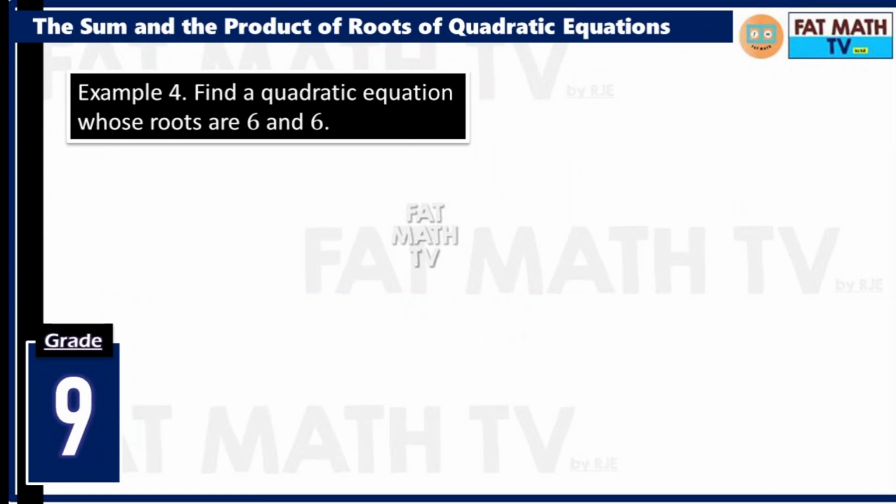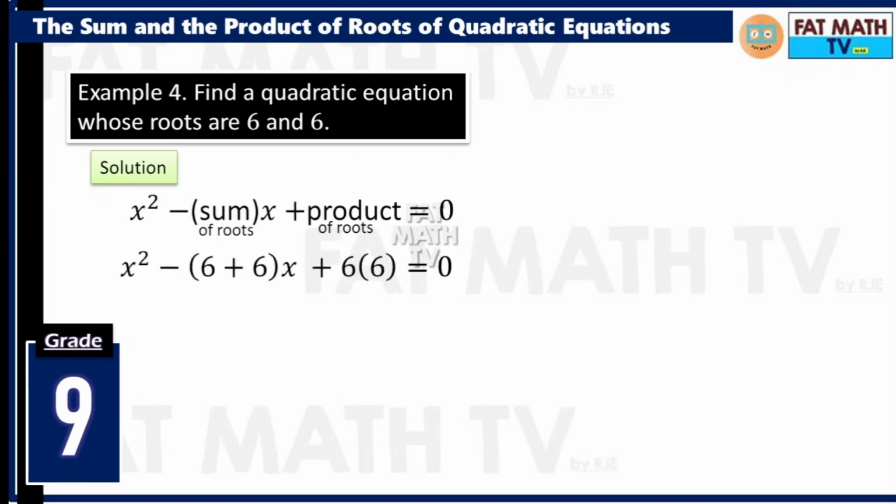Number 4. Find a quadratic equation whose roots are 6 and 6. So x sub 1 is 6 and x sub 2 is 6. So the sum of 6 and 6 is 12. The product of 6 and 6 is 36. So we have x squared minus 12x plus 36 equals 0.